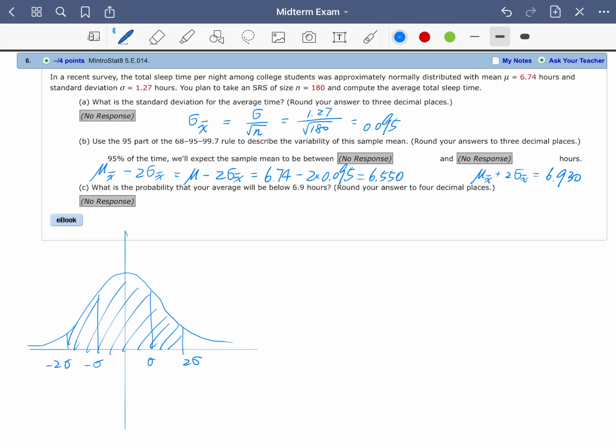The last one: what is the probability that your average will be below 6.9 hours? Okay, so now this is something where we need to use the Z table. So we want to know the probability of this happening, when our sample mean is below 6.9 hours. To use the Z table, of course, we have to find the Z score first, right? So we need to find the Z score for this number, 6.9 hours. The formula for the Z score is always: the number you want to calculate, subtract the mean, and divide by the standard deviation.